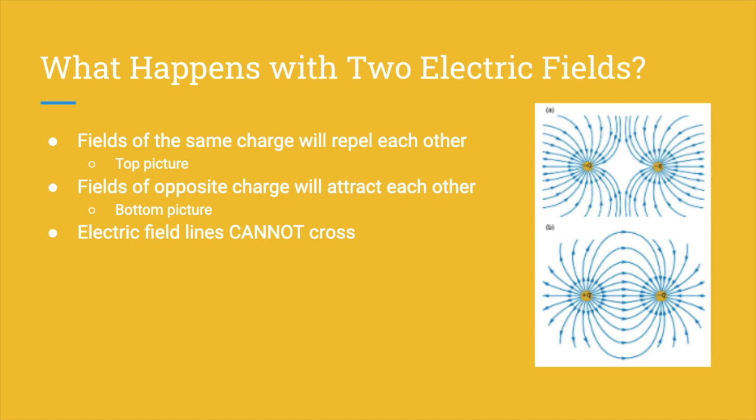And those two charges are also of the same magnitude. So they're equal charges, both negative, and they repel. And you can see on picture B two charges that are of the same magnitude, but one's positive and one negative, and you can see that they attract. And one big picture thing here that I want you guys to get is that electric field lines cannot cross.